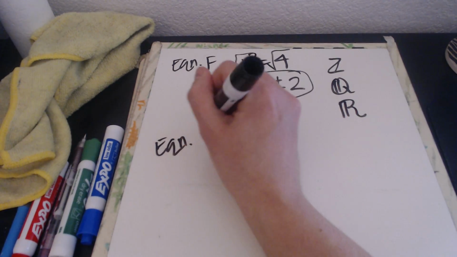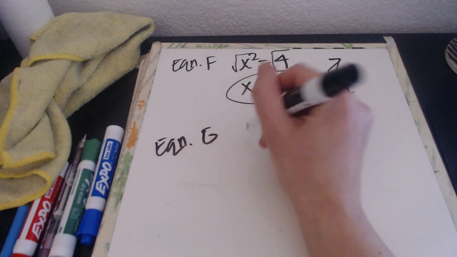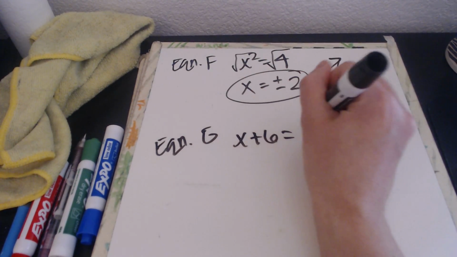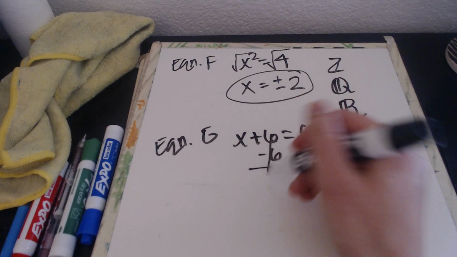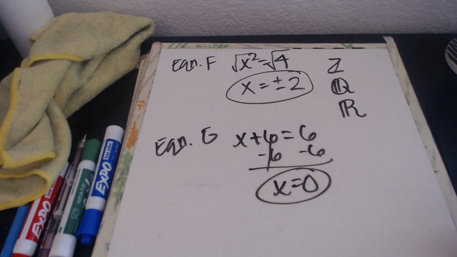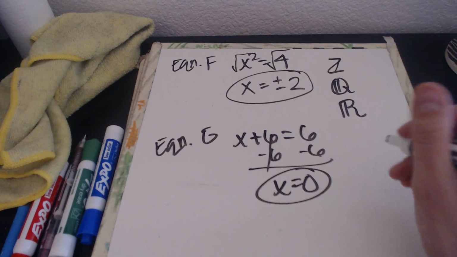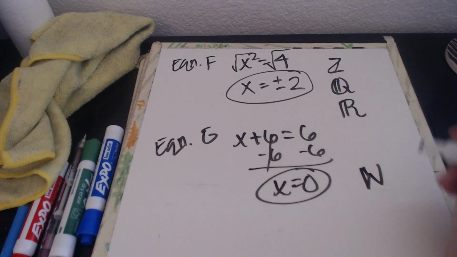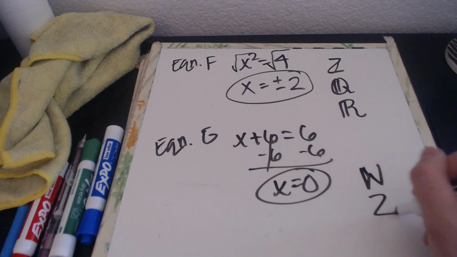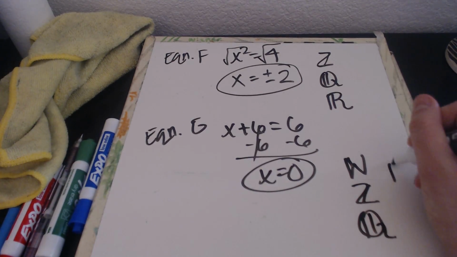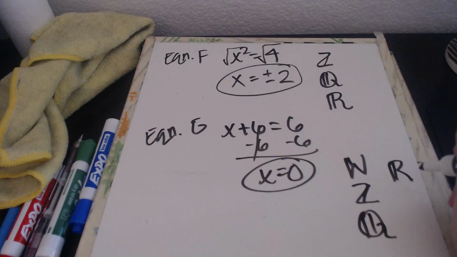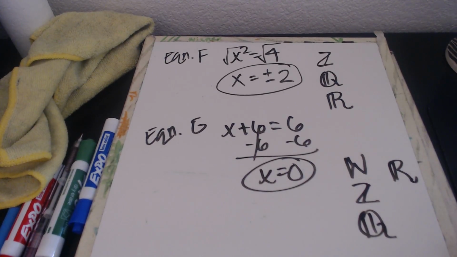Last one, equation G. If I have x plus 6 equals 6, and I try to solve for x, we're going to subtract 6 from both sides. x equals 0. So 0 is not a natural number, but 0 is a whole number, so that would be the smallest set. And then 0 is an integer. 0 can be written as a fraction, 0 over 1, and 0 is real. So those would be my answers for that one.